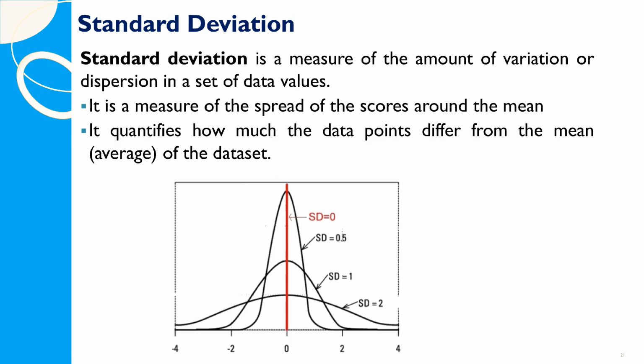Standard deviation measures the variation or dispersion of data values in a dataset by quantifying the extent to which individual data points differ from the mean. It reflects the spread of scores around the average, providing insight into the overall distribution and consistency of the data.